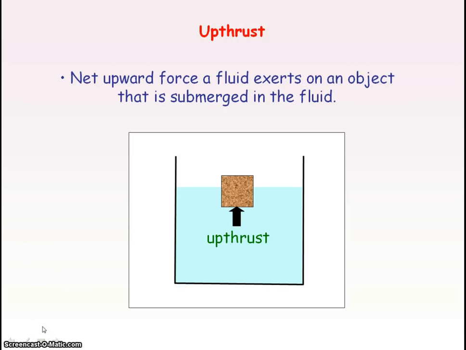Whenever an object is submerged in a fluid, and a fluid can be either a liquid or gas, and the submersion could be fully or partial, then the fluid exerts a net upward force on the object, a buoyant force, which is called upthrust.